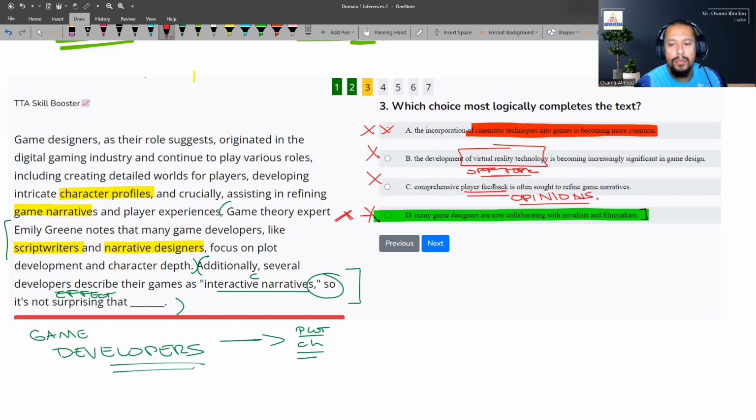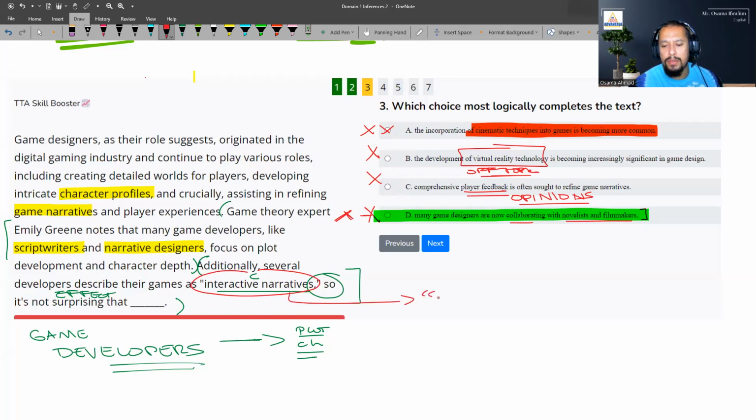So D must be the correct answer. Well, we need to find support now, correct? Yeah. Okay. He said that many designers are now collaborating with novelists and filmmakers. He said that additionally, developers describe their games as interactive narrative.